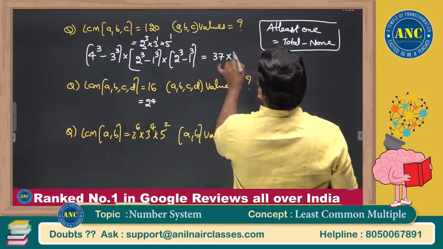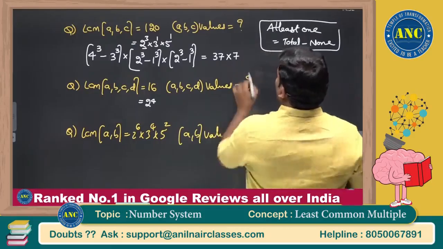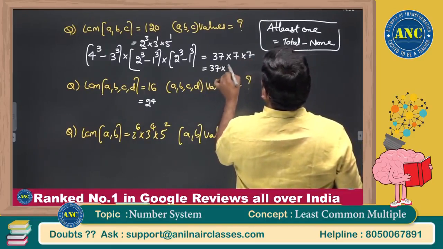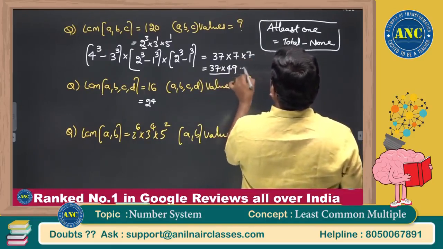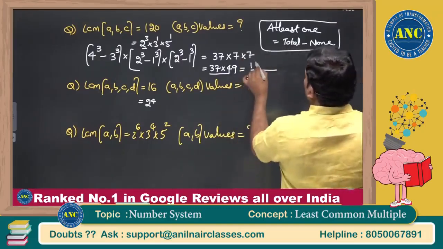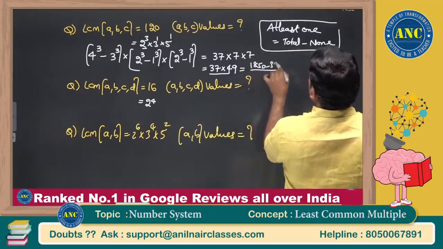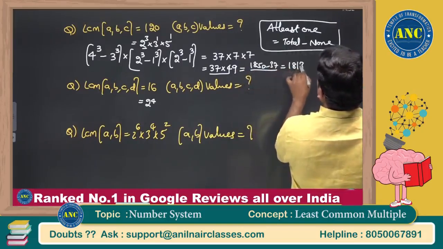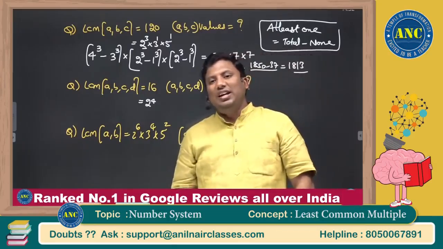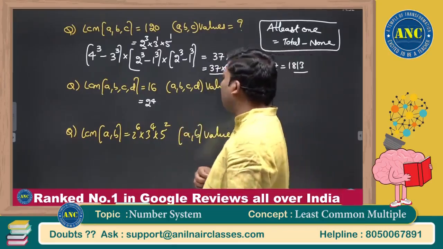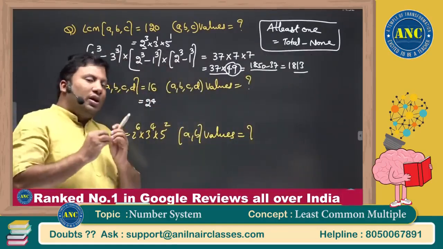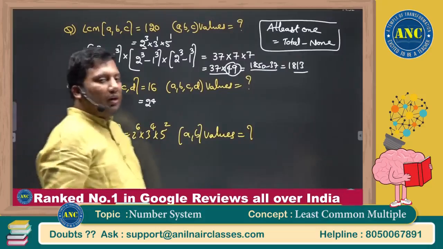64 minus 27, which is 37. 8 cube minus 1: 8 minus 1, 7 into 7, so this is 37 into 49. Whatever answer you get, that will be the answer. For 49, I wrote it as 50 minus 1. 37 into 50 is 1850, minus 37, answer is 1813. At least one is defined as total minus none.